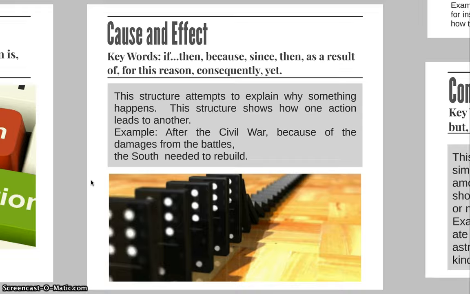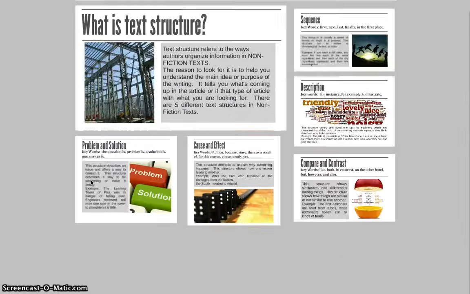So, for example, if we go back to the previous example, where the problem was the Leaning Tower of Pisa, the cause was, why was the Tower of Pisa leaning? Because there was more soil on one side than the other. The effect was the tower was leaning. And then that caused a problem that had a solution of removing the soil. Okay, so those two tie really closely together.